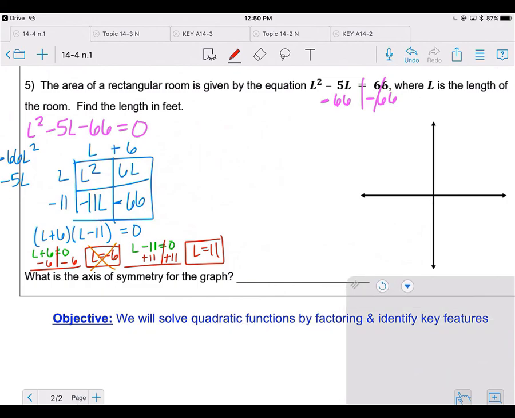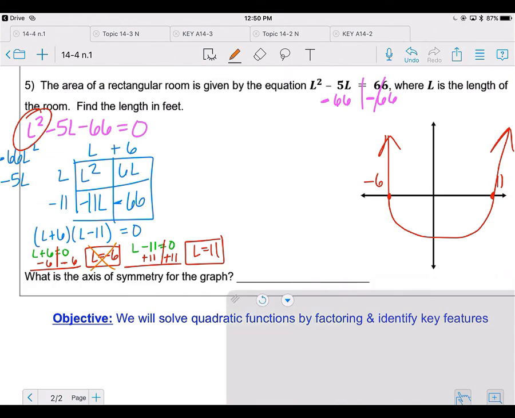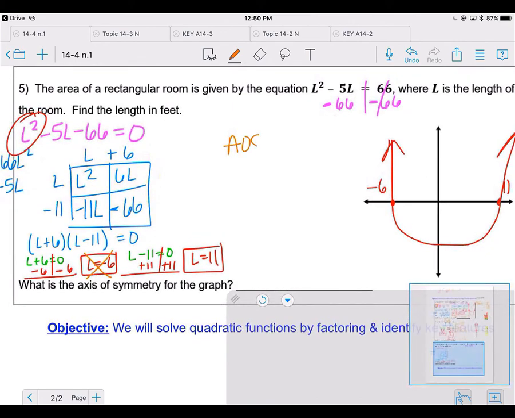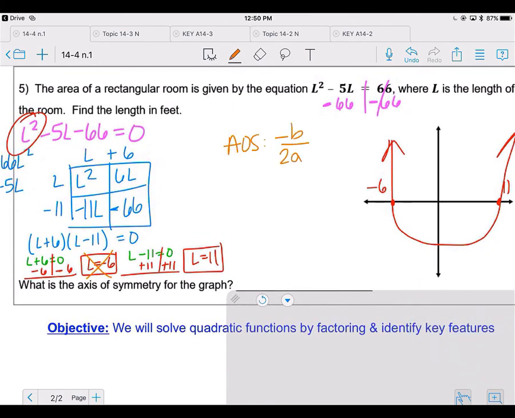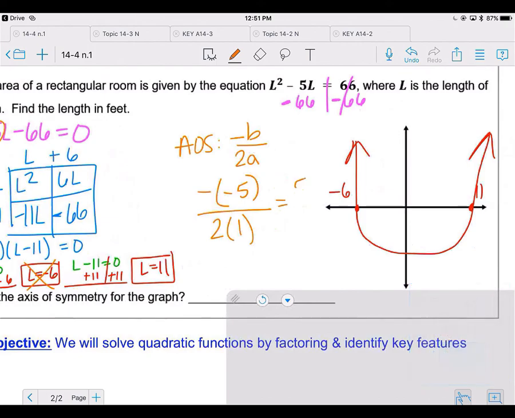However, you can still graph this. My length is 11. And then another possible solution would be negative 6. My leading term was positive. So something ugly like that. And then we are still asked for the axis of symmetry. So negative b over 2a. So negative, my b is negative 5. 2a, my a is invisible 1. Negative negative is a positive. So x equals 5/2, or as a decimal 2.5.